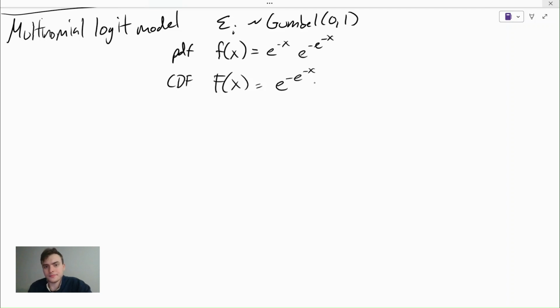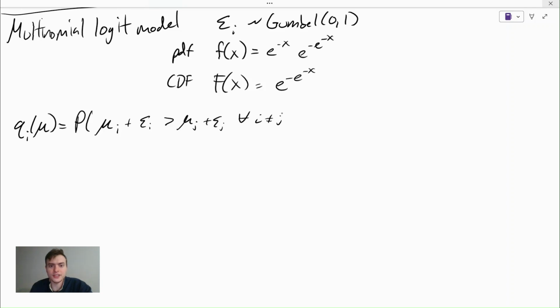Integral. And then we can find Q_i is going to be given from this, right? So if we were to choose mu, then we know Q_i given mu is given by this PDF, right? So that's the probability that mu_i plus eps_i is greater than mu_j plus eps_j for all i not equal to j, just repeating the definition of choice probability.